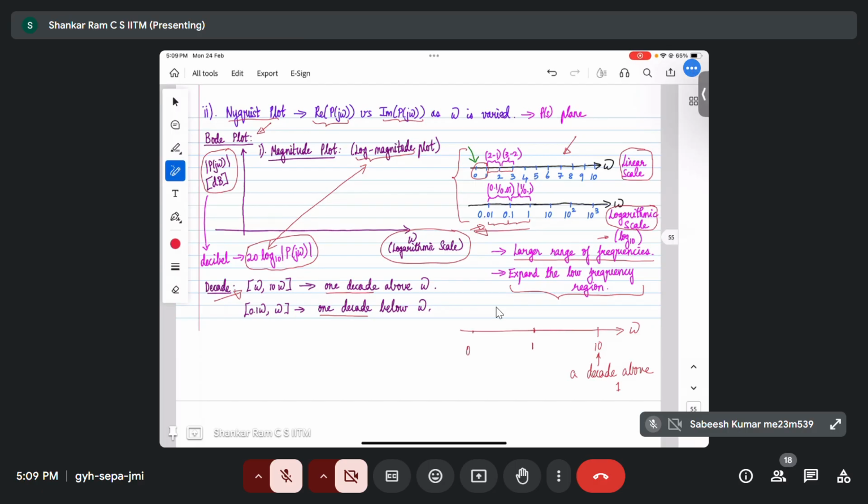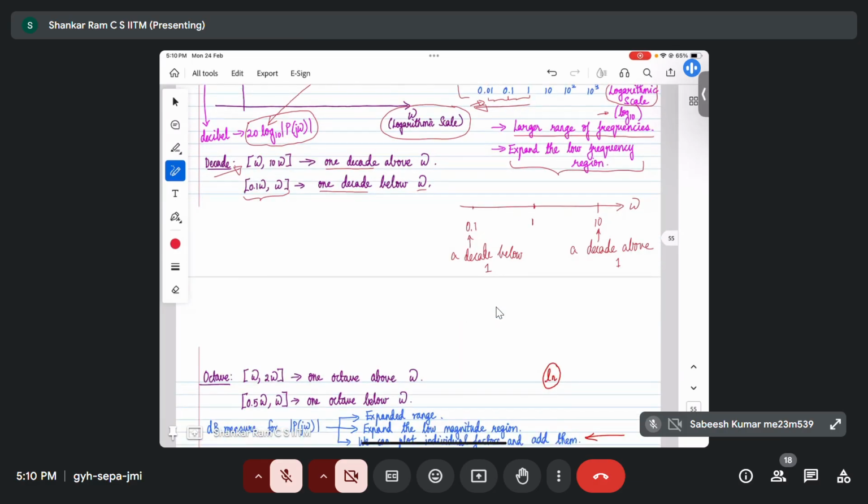Similarly, from 1, if I divide by 10, I go to 0.1. This is a decade below 1. So if you take any frequency omega, the range 0.1 omega to omega is called 1 decade below omega. Okay, so I hope this definition becomes clear. All of us should know what is a decade of frequency above and below a particular value.